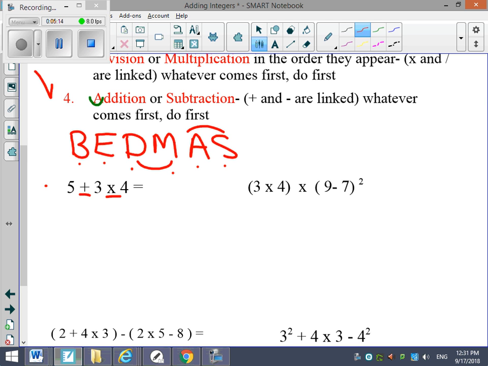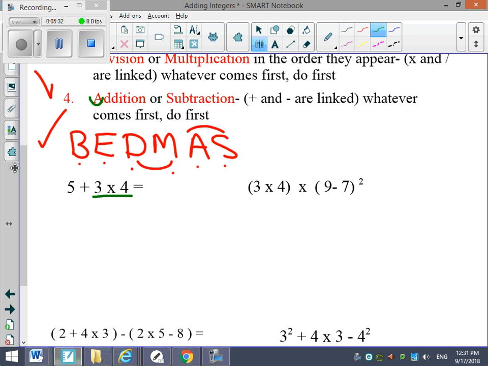But when I look at my order, that order of operations that I'm going to do, I see that the multiplication comes before the addition. So what we do to show that is you underline it right here.